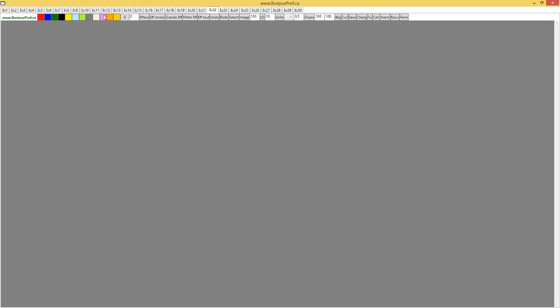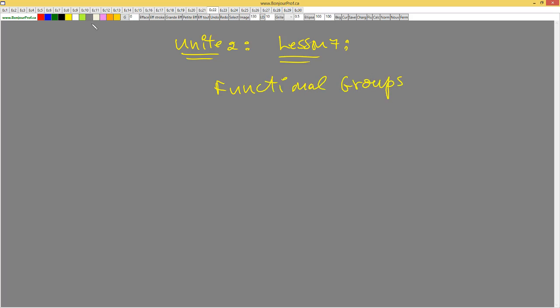So we're going to continue on unit 2. Write unit 2, lesson 7. And here we're going to speak about functional groups. It is very important, this lesson here. It is very, very important for chemistry, for biology, to understand how the molecules behave, because each molecule has a functional group.